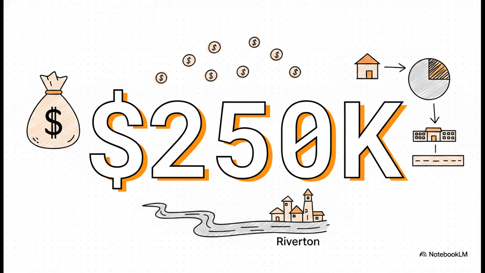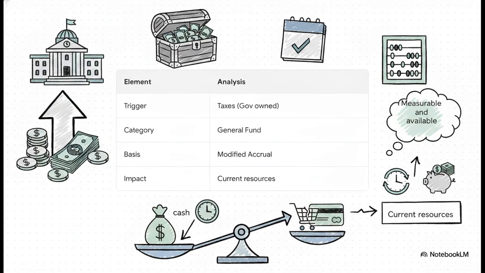First scenario, the city collects $250,000 in general property taxes. Stop and think for a second. Where does this go and what rules apply? Let's walk through the thought process. Ownership, it belongs to the government. Source, taxes. Therefore, it's governmental, specifically the general fund. And because it's governmental, we use modified accrual.